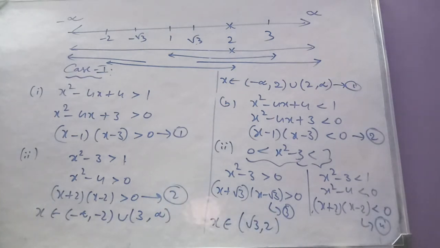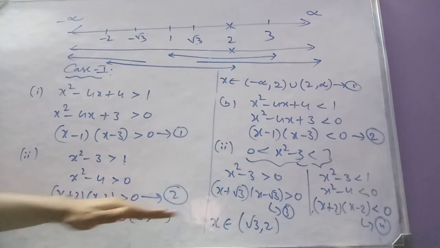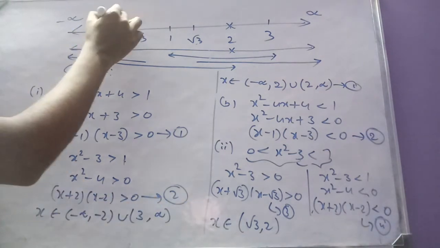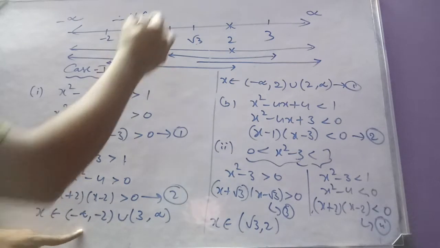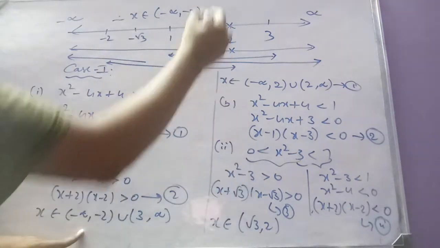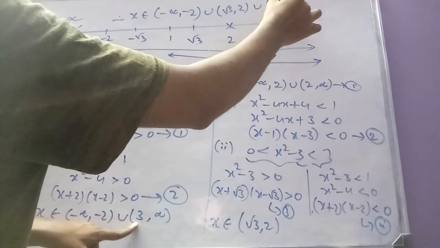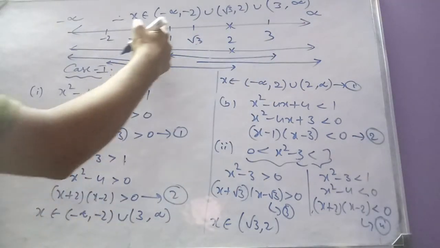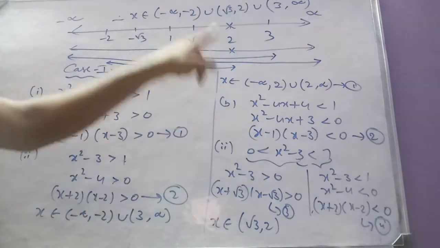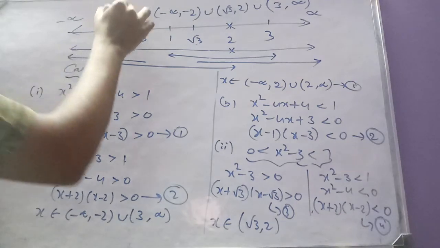So therefore the final solution set is this union this. So this union this, what is it? Therefore the final solution set is x belongs to minus infinity comma minus 2 union root 3 comma 2 union 3 comma infinity. I have written in the order of number line. That's why this came in between these two. This is the final solution set.